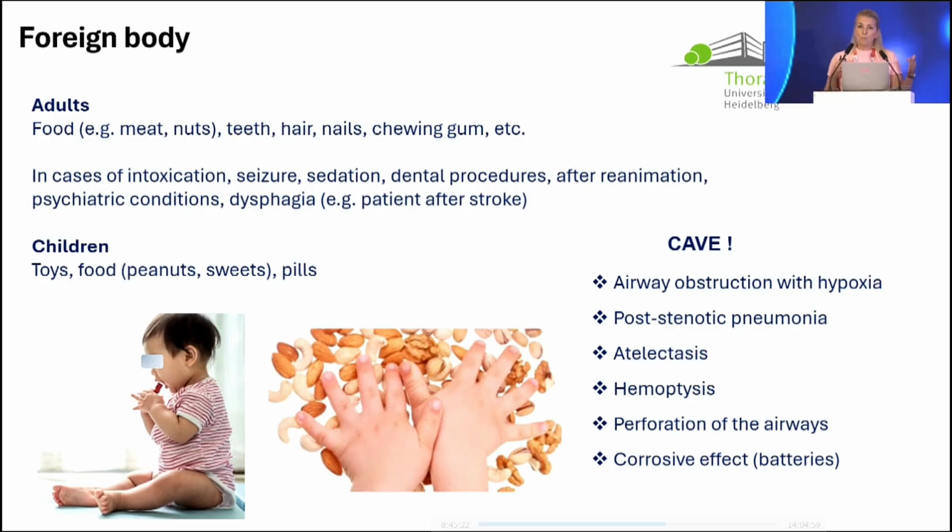Even if the patient is completely stable, we should not wait to do the bronchoscopy later in the week. Why? Because they might move and then directly cause hypoxia due to central airway obstruction, but they will also cause post-stenotic pneumonia. They might cause atelectasis of the part that they're occluding, hemoptysis, especially if they are really sharp needles, for example. They might penetrate the wall and go to the vessels, perforate the airways, and also have a corrosive effect, batteries, but also pills. Magnesium tablets, for example, there are case reports of them causing ARDS. So this is an emergency. We're not allowed to wait many days until we remove them.